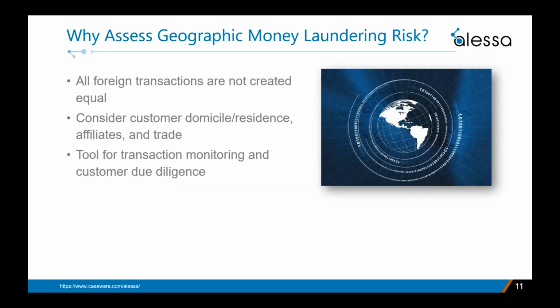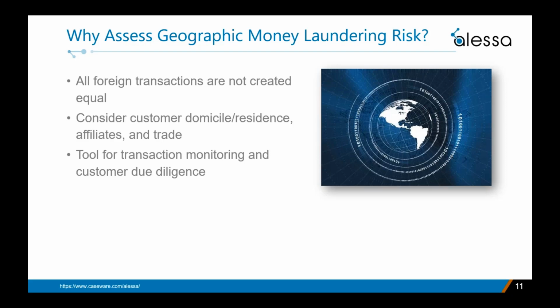Okay, now, why should we assess geographic money laundering risk as part of a customer's risk score? Well, as I just alluded to, the places where funds are going to or coming from can be a money laundering risk factor, as can be the places where a customer is domiciled, has business affiliates, or actively engages in trade. And assessing geographic money laundering risk really comes down to assessing the potential risk posed by individual countries.